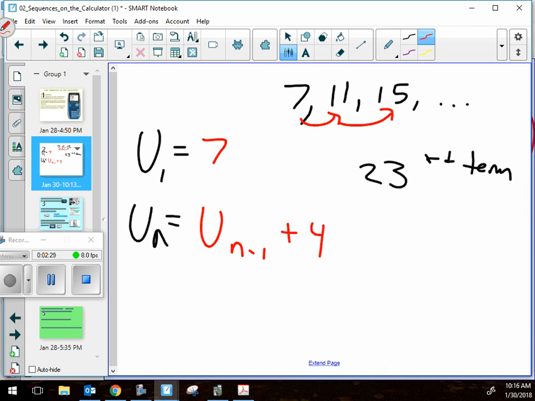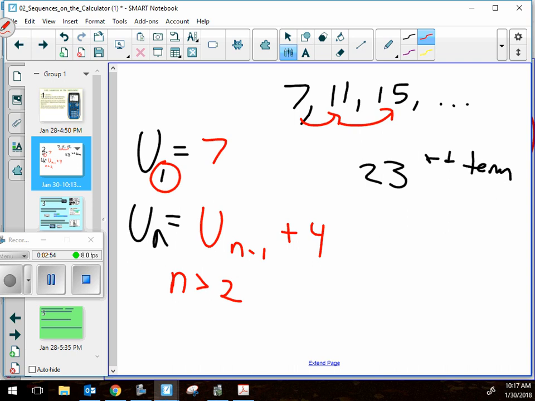Who's got something he didn't have? Yes? N must be greater than 2. That is called a domain. You should have that there. It's saying that u sub 1 cannot be found using this formula. This formula cannot create the first term. It'll only work for the second term.